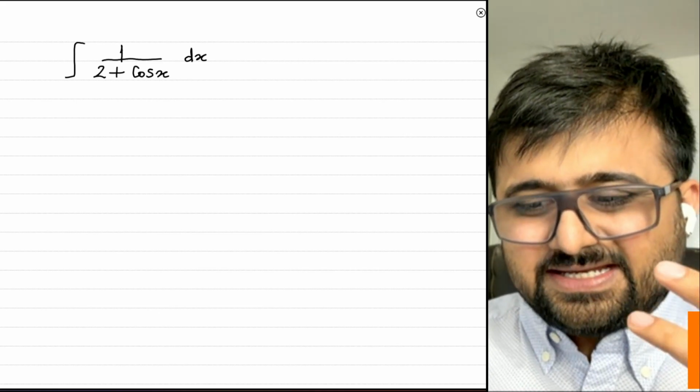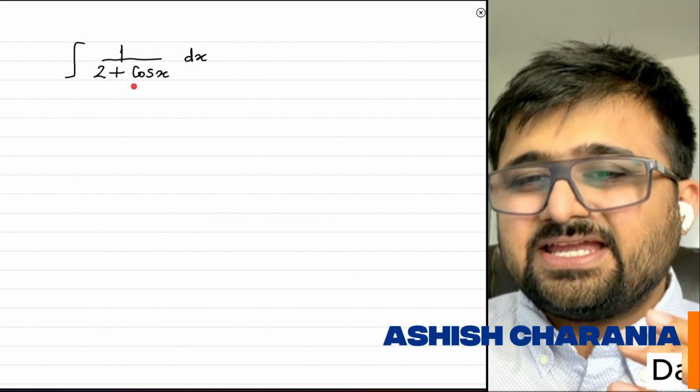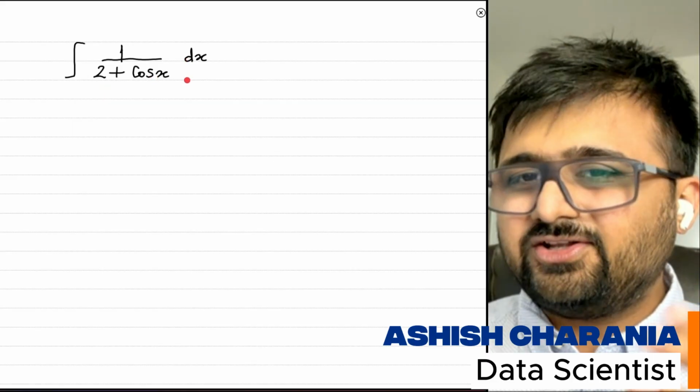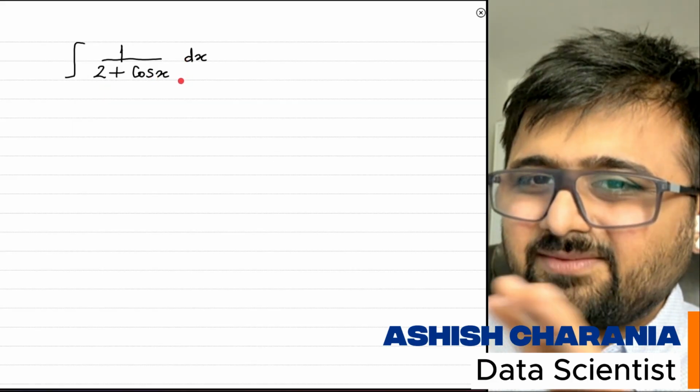Let us see how to integrate 1 upon 2 plus cos x. If you're thinking about multiplying and dividing by 2 minus cos x in the numerator and denominator, let me correct you right there. You're thinking about it the wrong way.